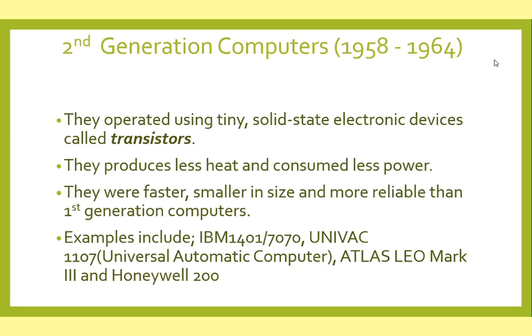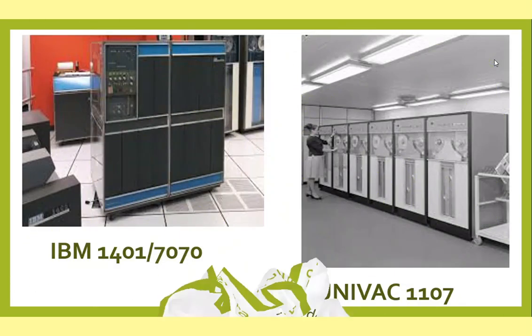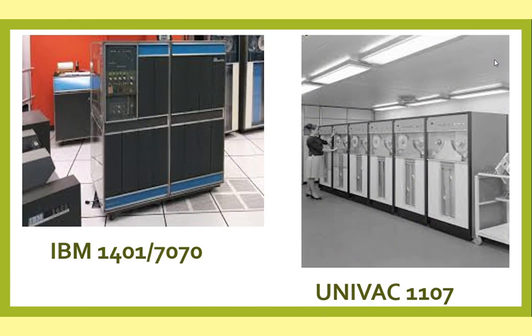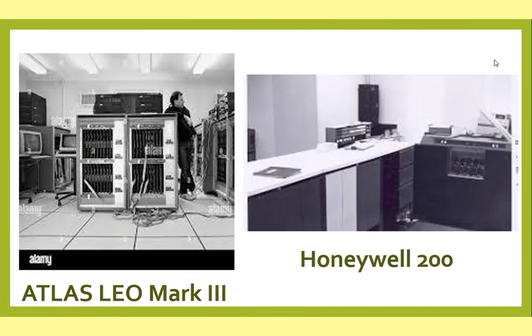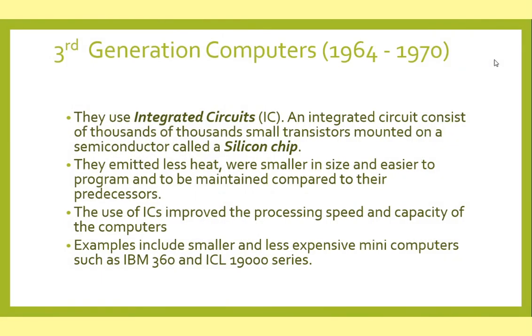Examples of these second generation computers are IBM 1401/7070. Another example is UNIVAC 1107, and we have another example called Atlas Leo Mark III and Honeywell 200. These are the examples of second generation computers among so many other computers that are in second generation.